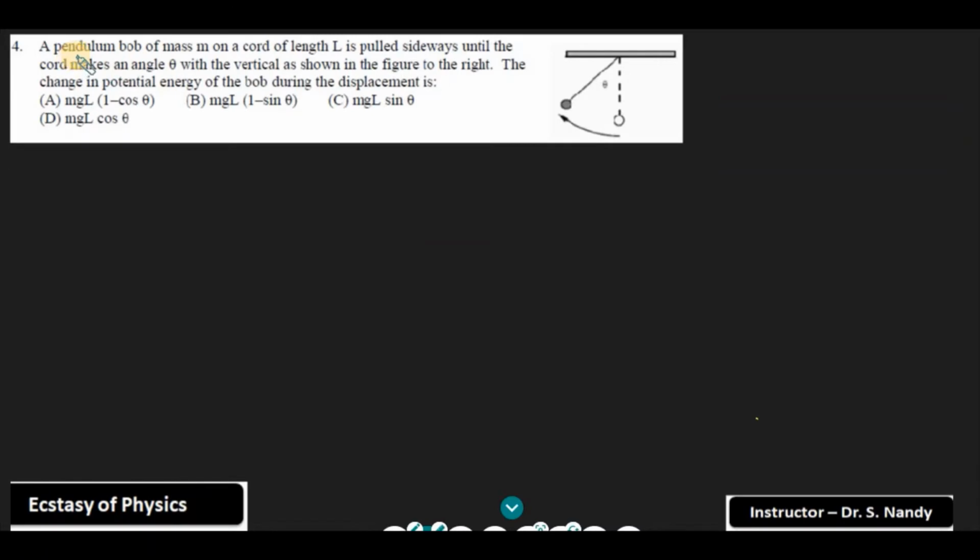Here it is given a pendulum bob of mass m on a cord of length L is pulled sideways until the cord makes an angle theta with the vertical, as shown in the figure to the right. The change in the potential energy of the bob during the displacement is. So here are the options we have. Let's draw the diagram.